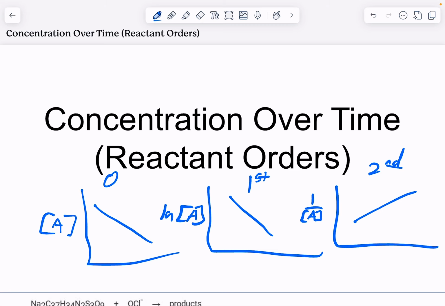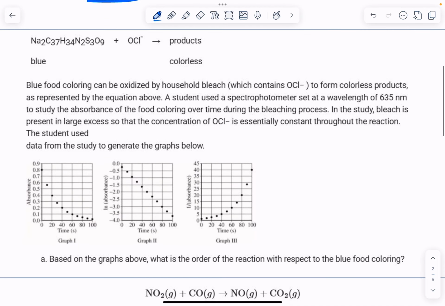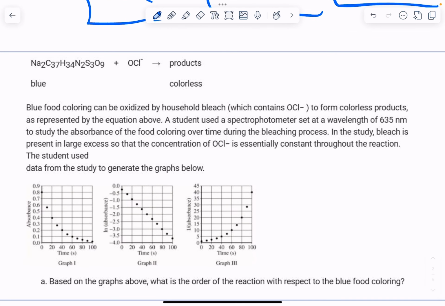And really, if you can remember this, you can solve pretty much every one of the questions that could be asked about it. So, looking at this question, it's pretty wordy, but essentially what it's asking is to use the graphs to identify what order of reactant, in this case, blue food coloring, it is. Based on the graphs above, we've got 3 options here. We've got just the absorbance or the concentration, the natural log of the absorbance, and 1 over the absorbance or concentration. Based on the graph, what is the order of the reaction with respect to blue food coloring?